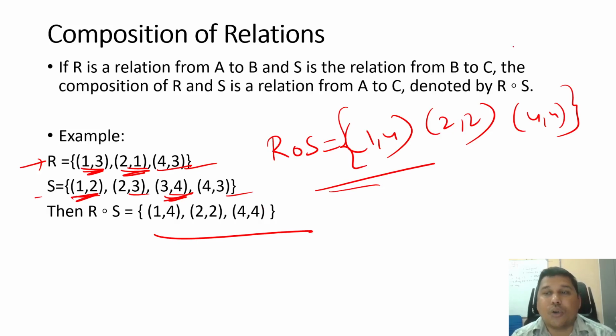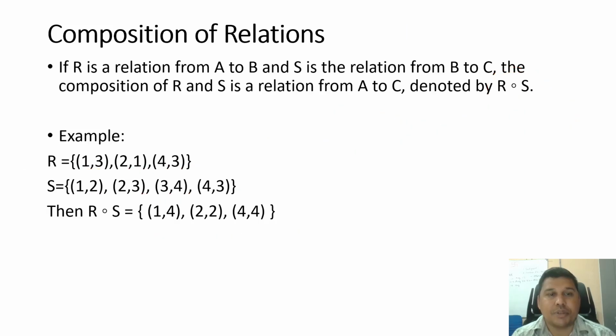Okay. R of S, like we write f of g, we write R of S here, composition of two different relationships. So with this we complete our relationship chapter. So in the next lecture we will start with our unit 2, that is propositional logic.